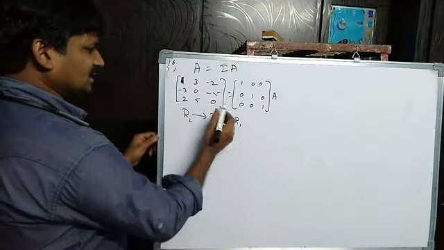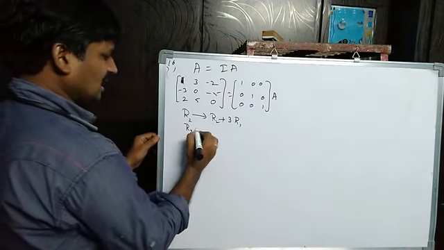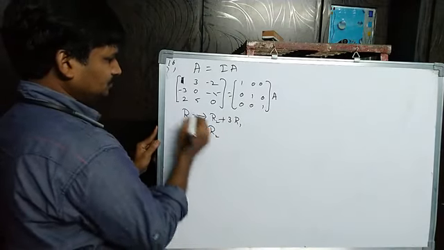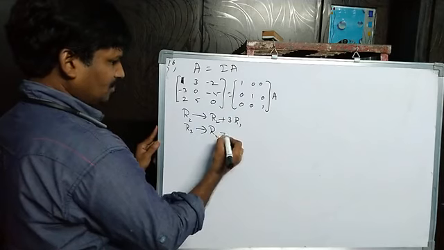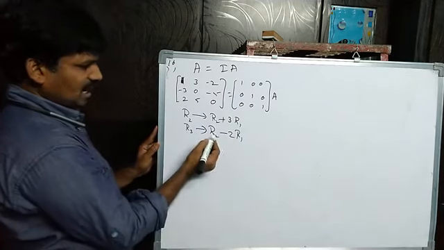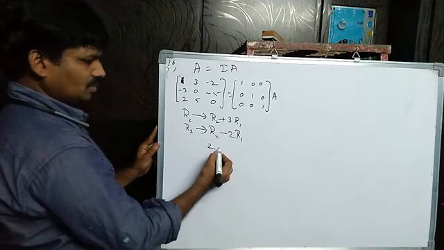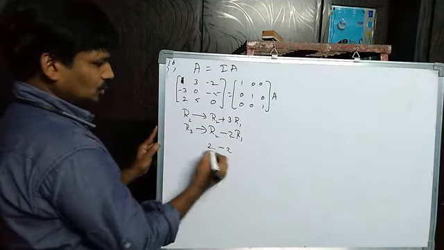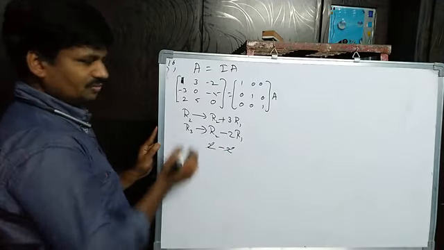Next, R3. Now what are we going to change? R3 changes to R3 minus 2 R1. Just check here. R3 means what is there? 2 is there. 2 minus 2 into R1. 2 into R1 means 2 into 1, 2. 2 minus 2 is 0. Will you get 0 or not?